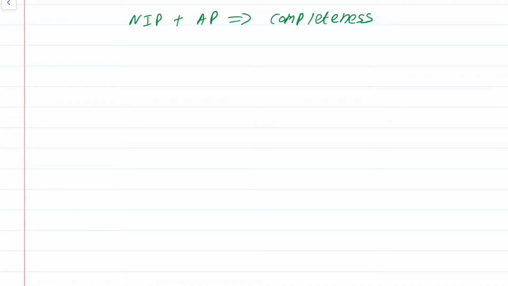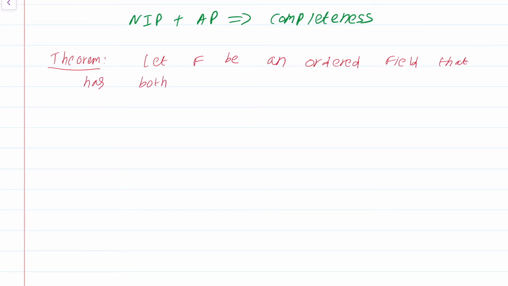The aim in this module is to show that the nested intervals property together with the Archimedean property actually imply completeness. Without further ado, let me state the theorem. Let F be an ordered field that has both nested intervals property and Archimedean property. Then F is complete.